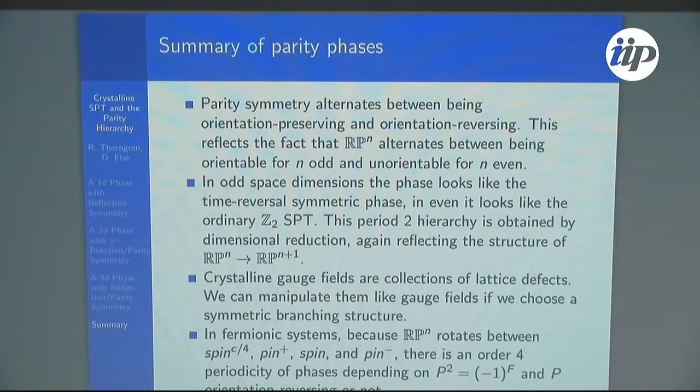Crystalline gauge fields are collections of lattice defects. In fermionic systems, this period 2 hierarchy is expanded to a period 4 hierarchy, because now you can have p squared as (-1)^f, and p orientation reversing or not.